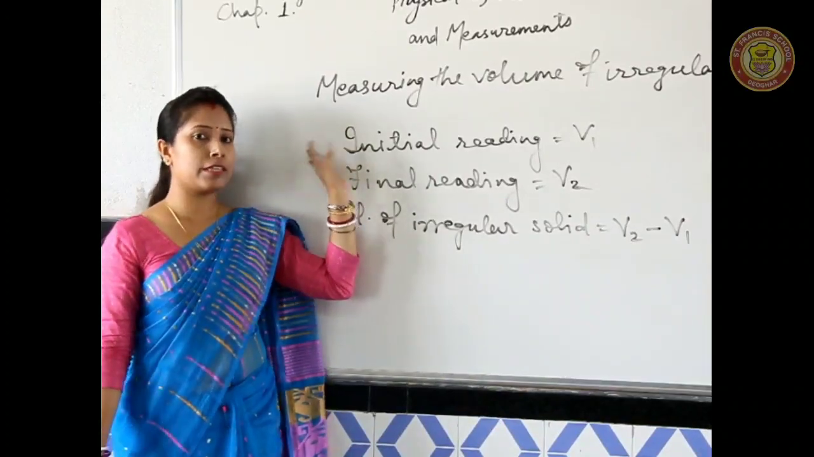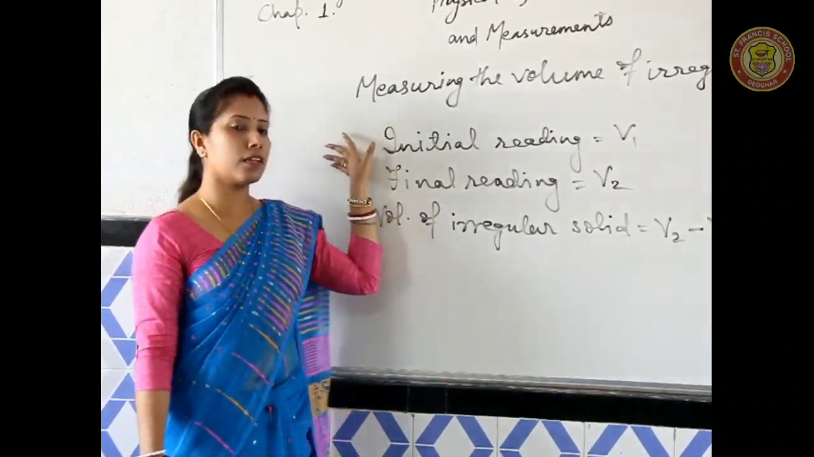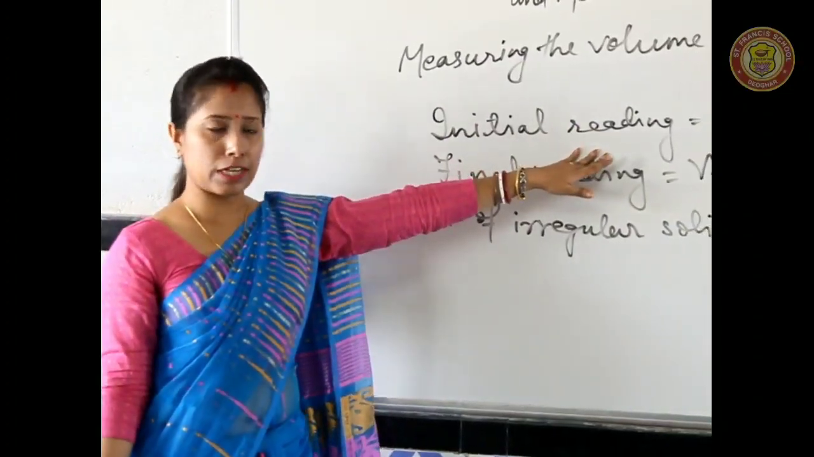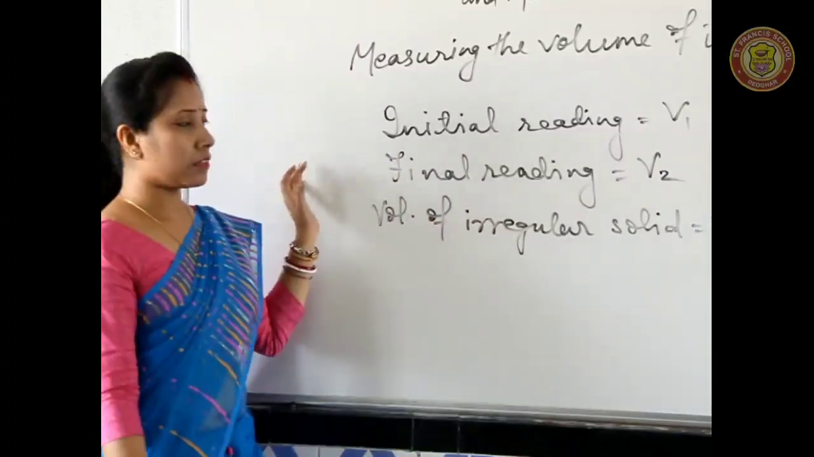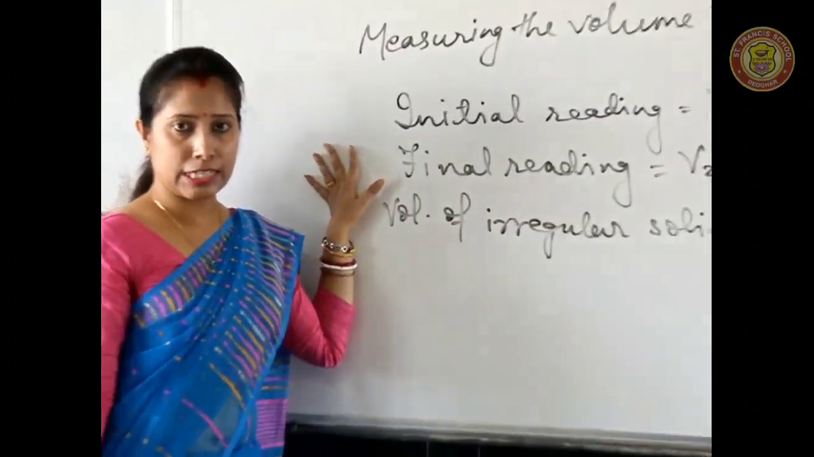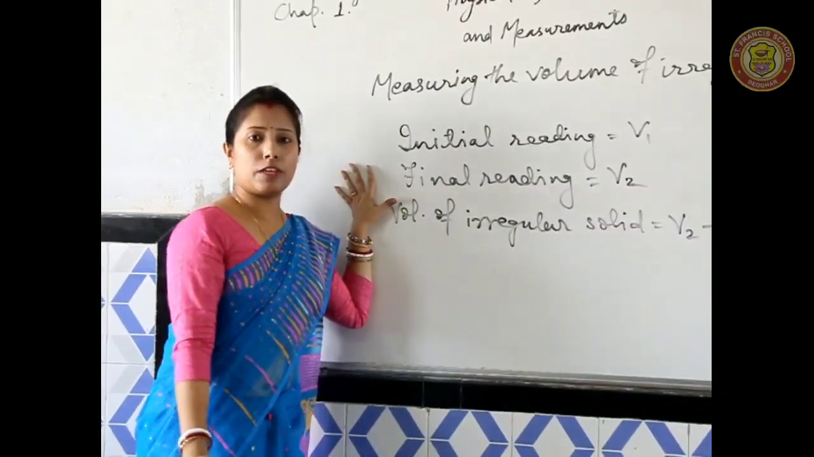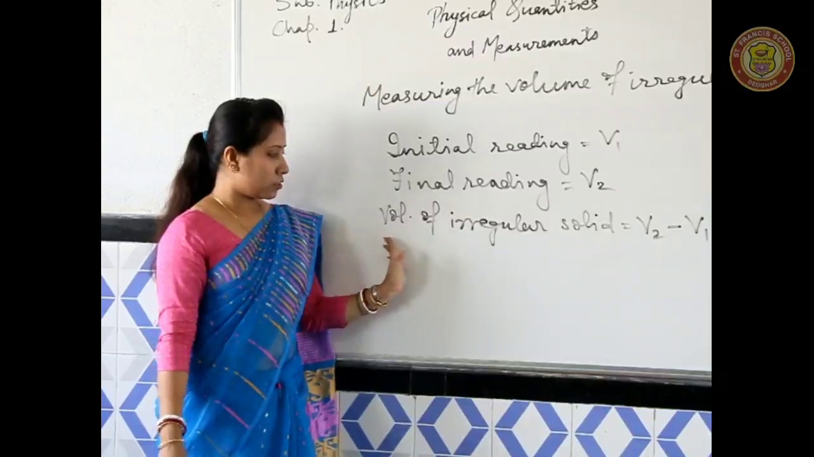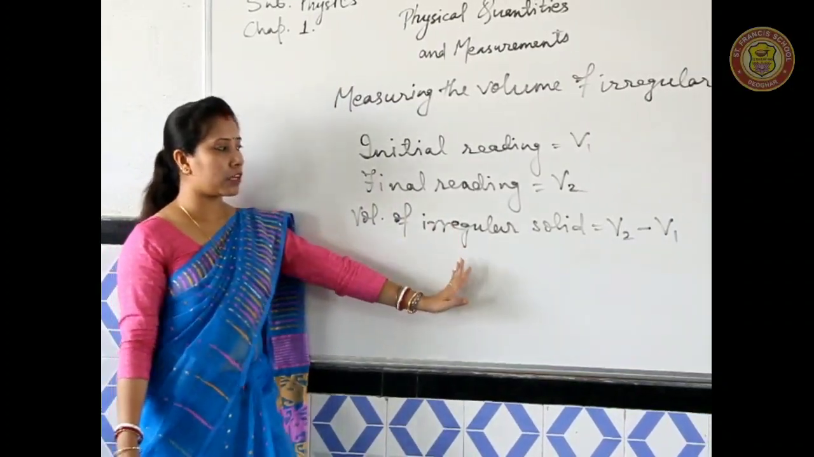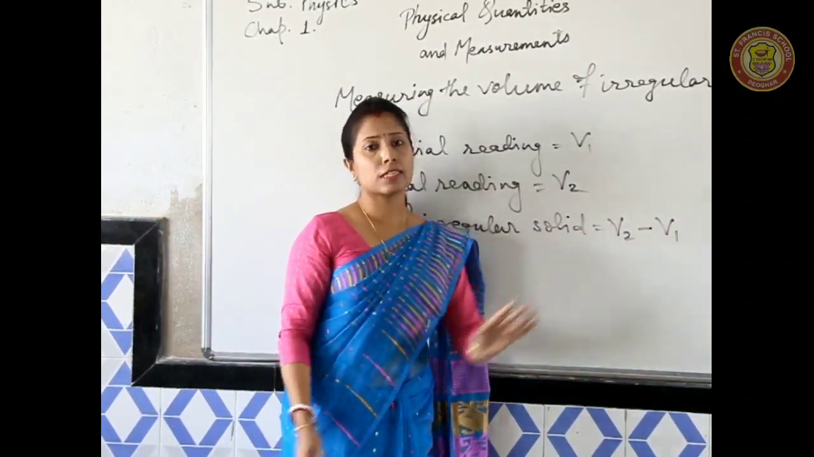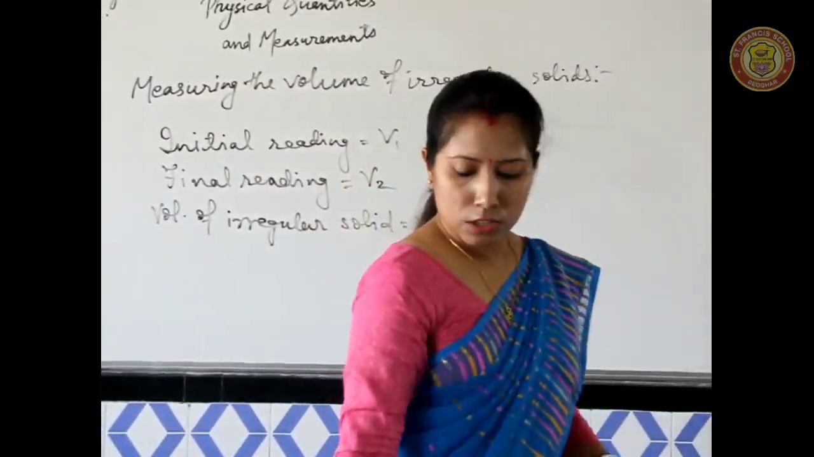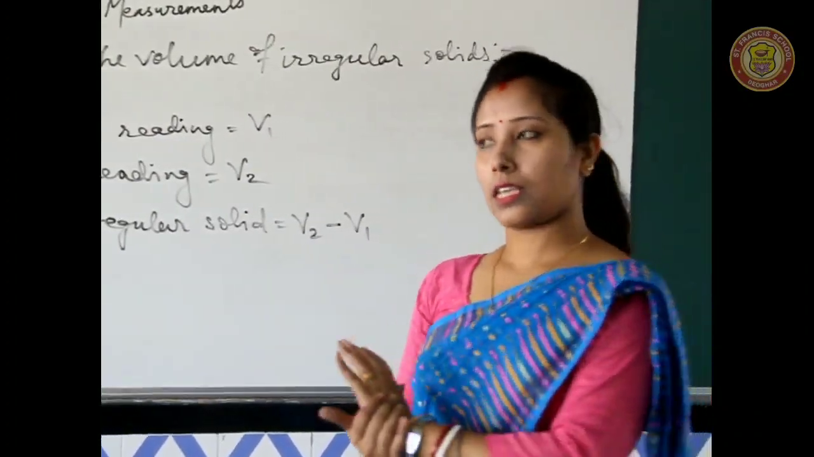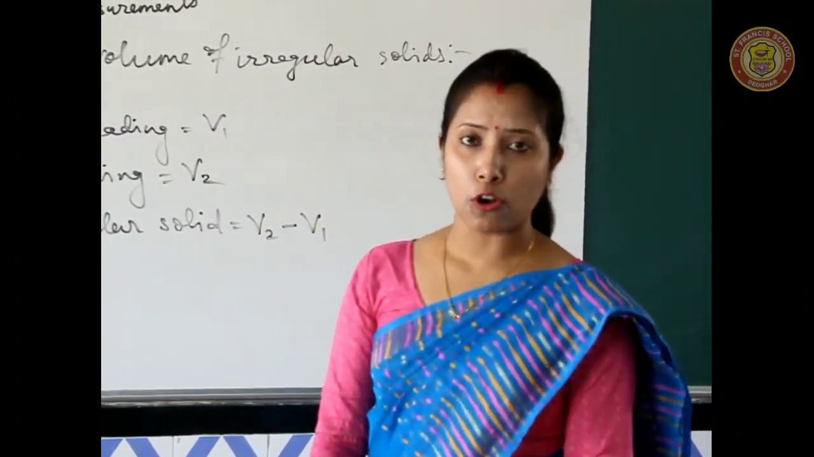First, you have to take a measuring cylinder, fill the cylinder with the liquid or water and take the reading as initial reading V1. Then, tie the stone with the thread and dip it in the measuring cylinder. There will be a rise in level of the liquid. Take the final reading as V2. So, then you will get the volume of irregular solid, that is equal to V2 minus V1. So, this was all about measuring the volume of irregular solids, and the same thing is given in activity 2 of your textbook.